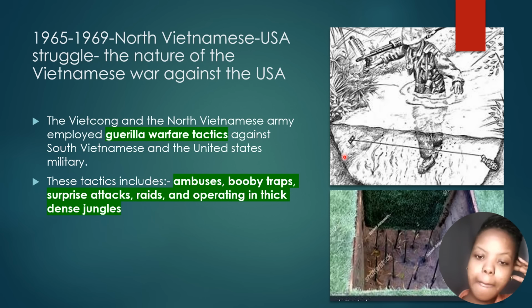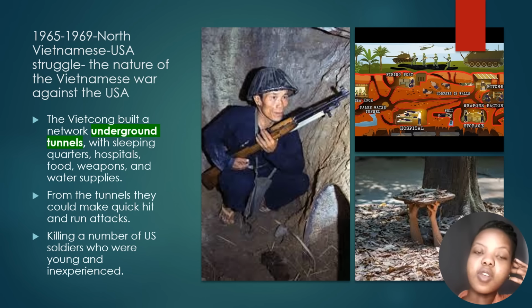As depicted, this is a trap. Once you touch this wire, whatever this is, it's over for you. This is also a trap because once you step on this thinking it's grass, it's over for you. These spikes are just going to hurt you. Moving on. The Viet Cong also built underground tunnels with sleeping quarters, hospitals, food, weapons, and water supplies. From the tunnels, they could make quick hit-and-run attacks, killing a number of US soldiers who were young and inexperienced.